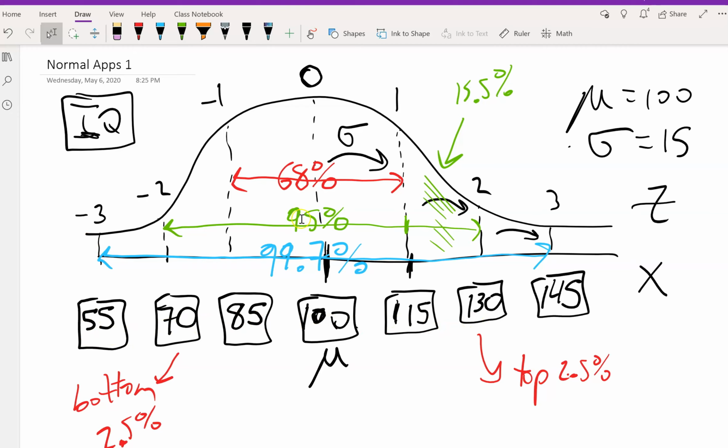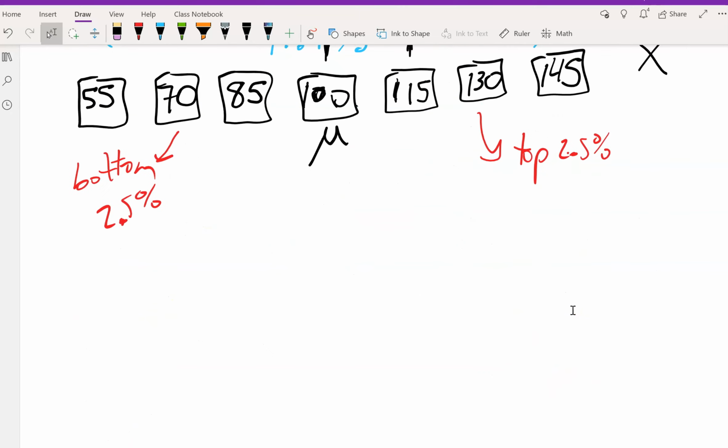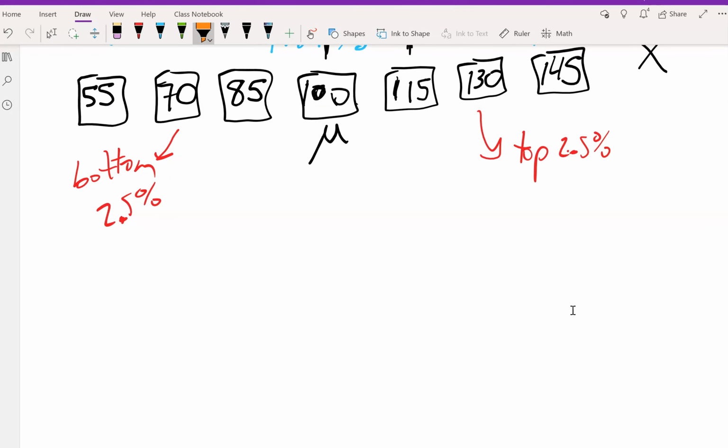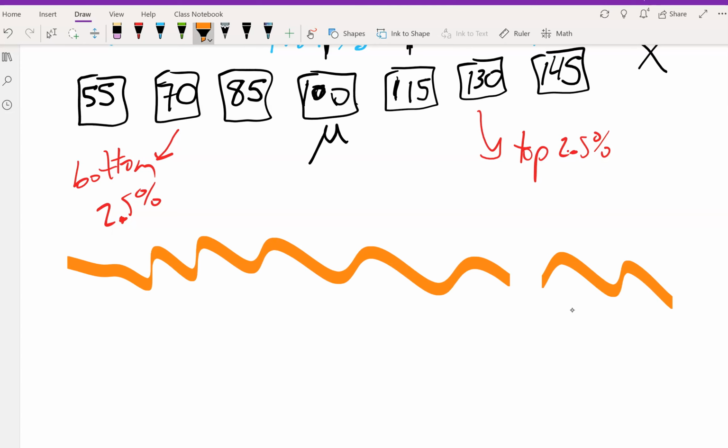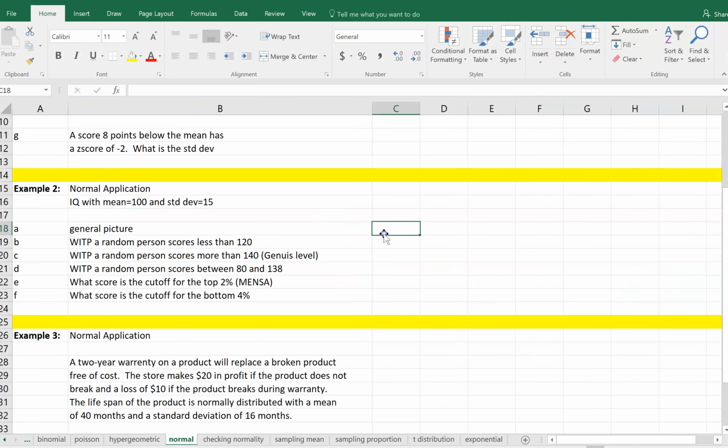The red, the green, the blue, these are all done via calculus, and calculus doesn't change. The numbers in the box can change, and that's cool. So once you get used to really drawing this general picture, you have a good idea of anything, especially when it comes to normal. So we just checked off the normal picture. All right.